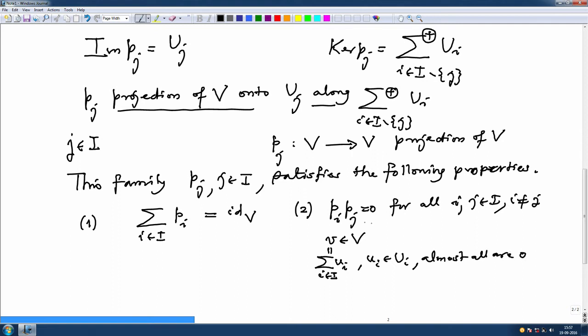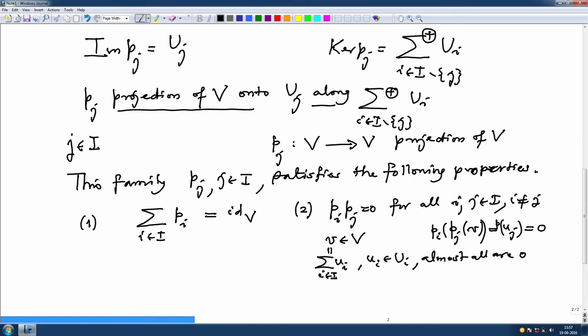Once you have written V like that, what is Pj of V? That is Uj by definition. When you apply once more Pi, that will be Pi of Uj, but Pi of Uj is 0 because i is different from j. So, therefore, this composition is 0. That is clear.